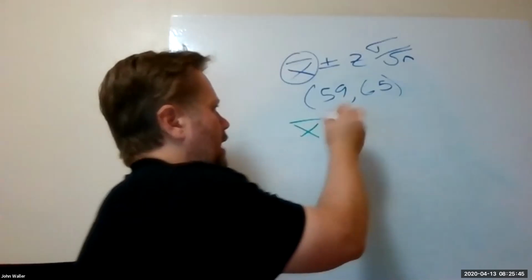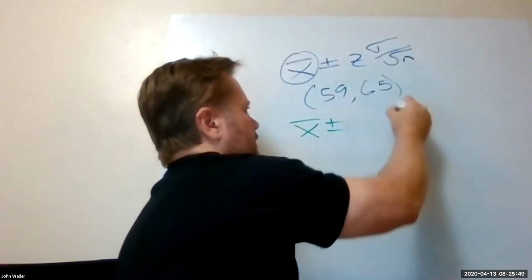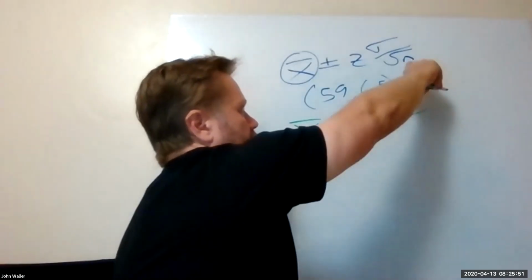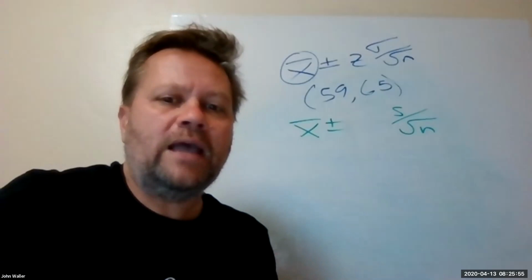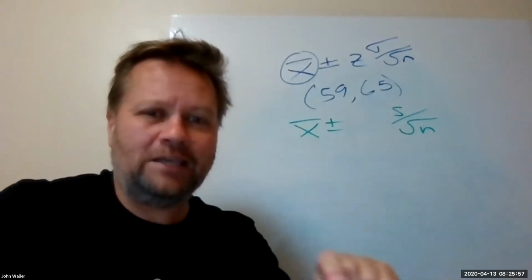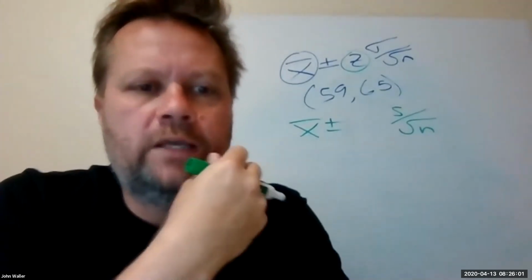I can't change that, right? That's going to be S. That's true. I can't change N. N is going to just be the sample size. So the only thing I could really change is this. Now here's something interesting.